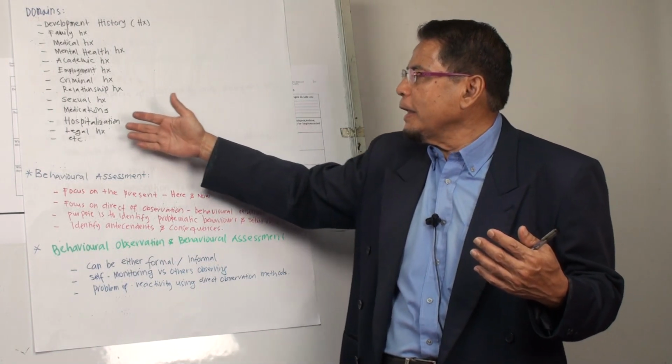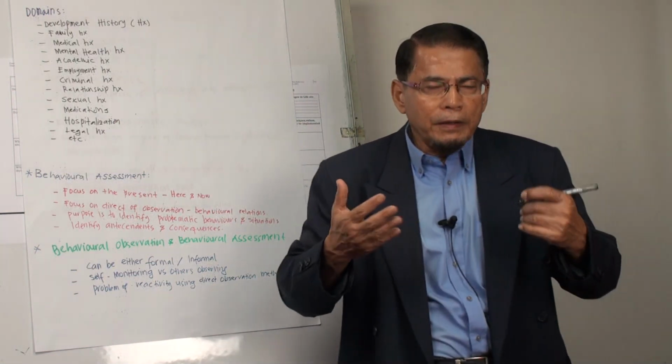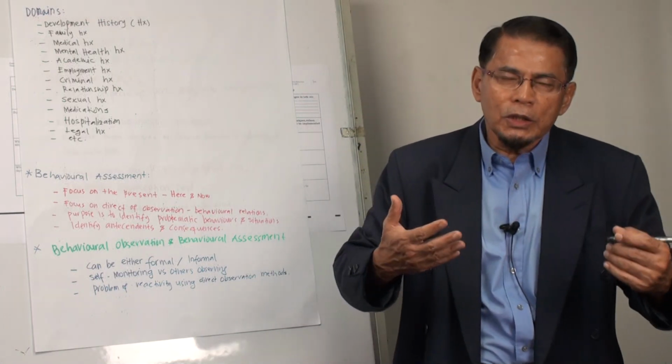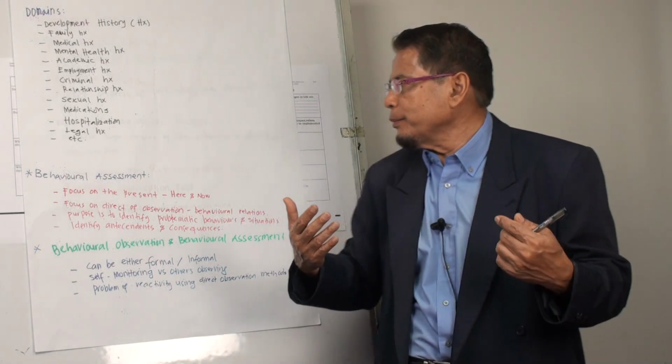Hospitalization, and then what are their legal history, etc. So these are what you can elicit from them, either through a structured form or through just an interview, through a discussion, and through a progressive development as you develop trust with them, okay?